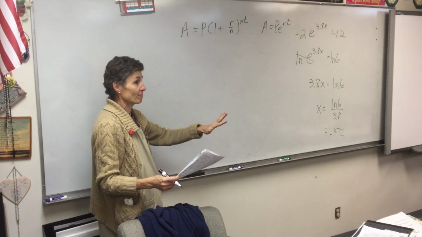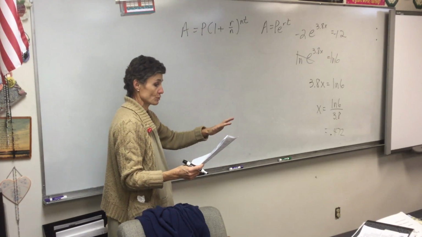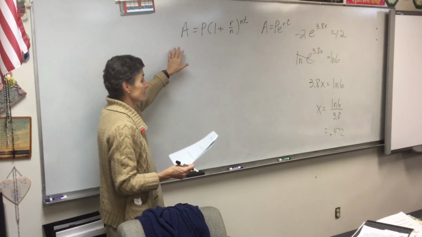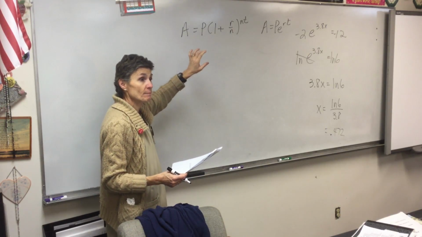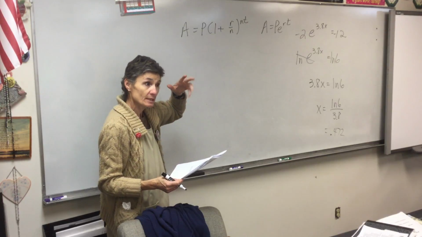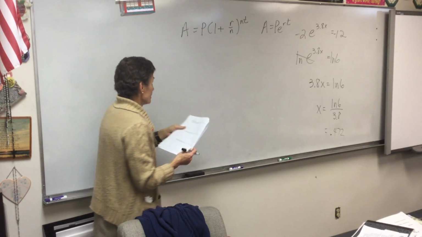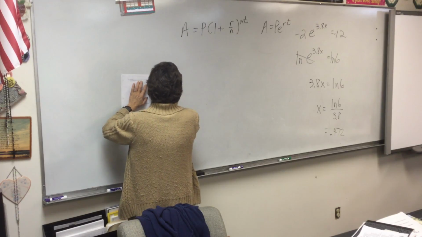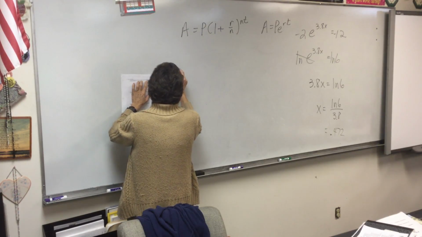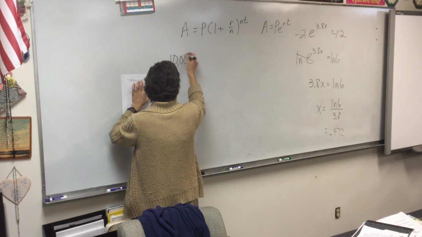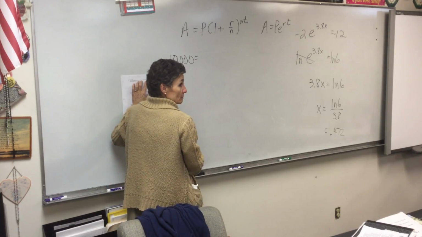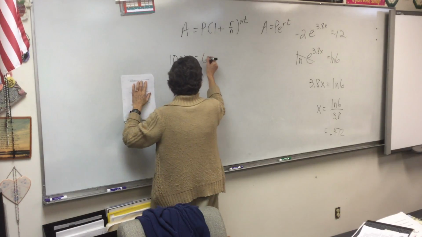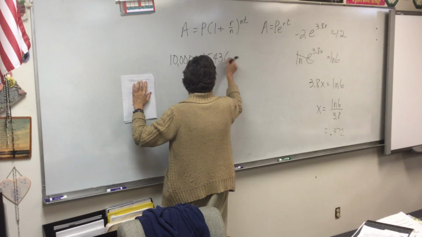I got to get that figured out first. What formula am I going to use? I'm going to use this one. And I'm using that one because it says compounded daily. So let's see, what's going to go where? The 10,000 is the ending amount. And the 6543 is the beginning amount.